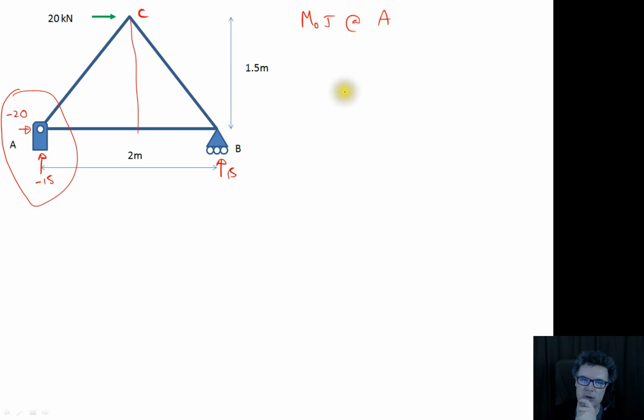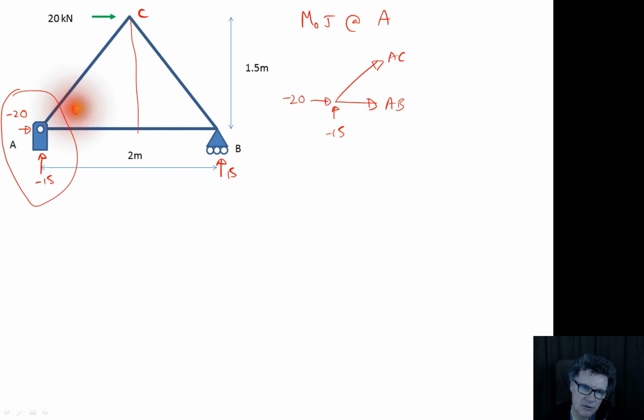So the first thing I do is I form a new diagram showing these internal forces. So I've got an internal force AB, internal force AC. We've got minus 20 coming in from left to right, and then we've got minus 15 coming in bottom on top. Okay. If I wanted to, I could make these arrows point in the opposite direction, make them positive.